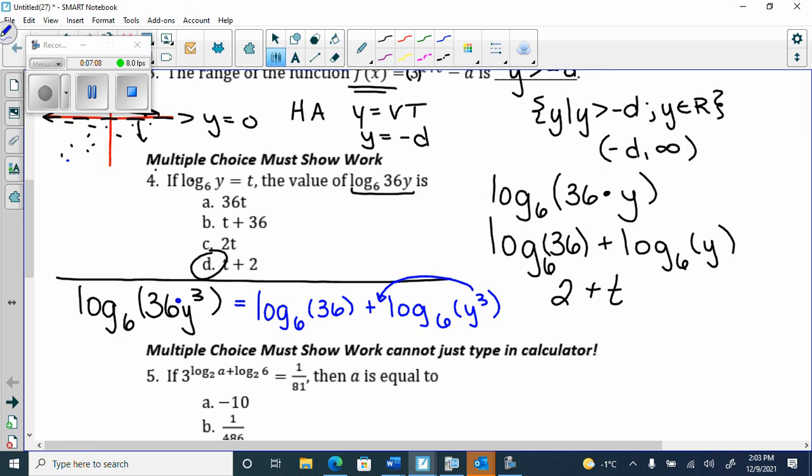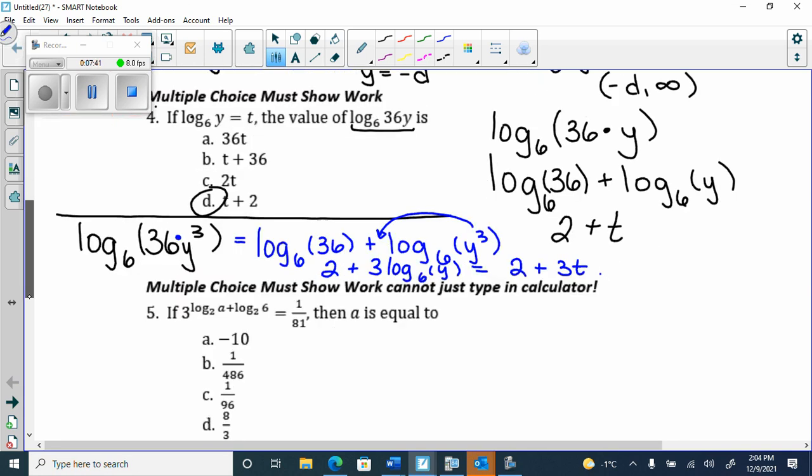If you're someone who wrote t cubed, you should be starting this, because you're probably going to do it again on the test, which is a problem. So 6 to the what is 36? 2. That didn't change. But now I have 3 log base 6 of y. And what's log base 6 of y the same as? t. So I get 2 plus 3t. Do you see how that can happen? See how you have to bring the exponent down in front before you can replace? Not right, t cubed. It would be wrong.